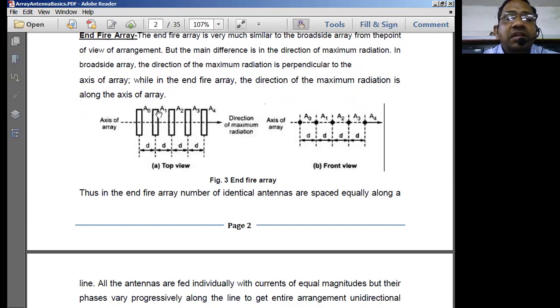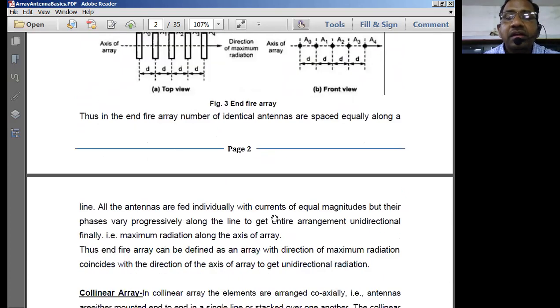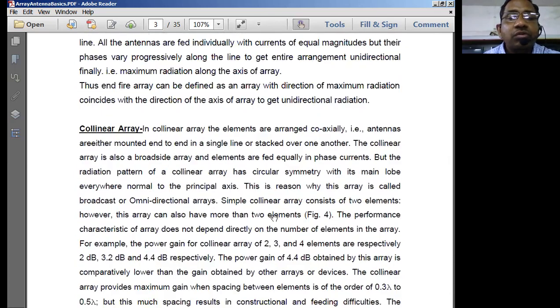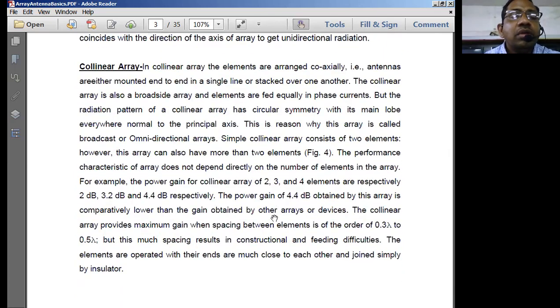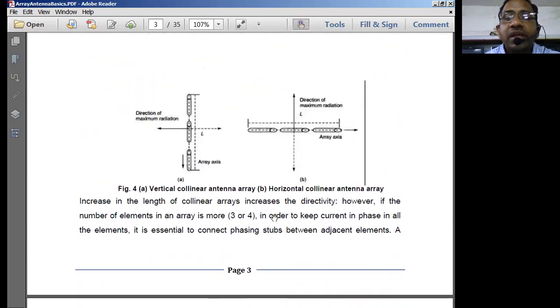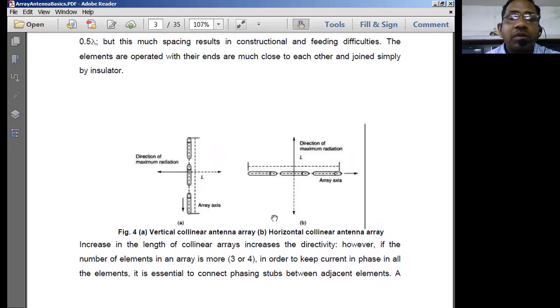If the antenna elements are placed along the axis of the array, and the direction is also along the same axis, then it comes under the end fire type of arrays. So this is basically the end fire array type of antennas. The other varieties we are going to have are the collinear array, and the parasitic type of arrays.